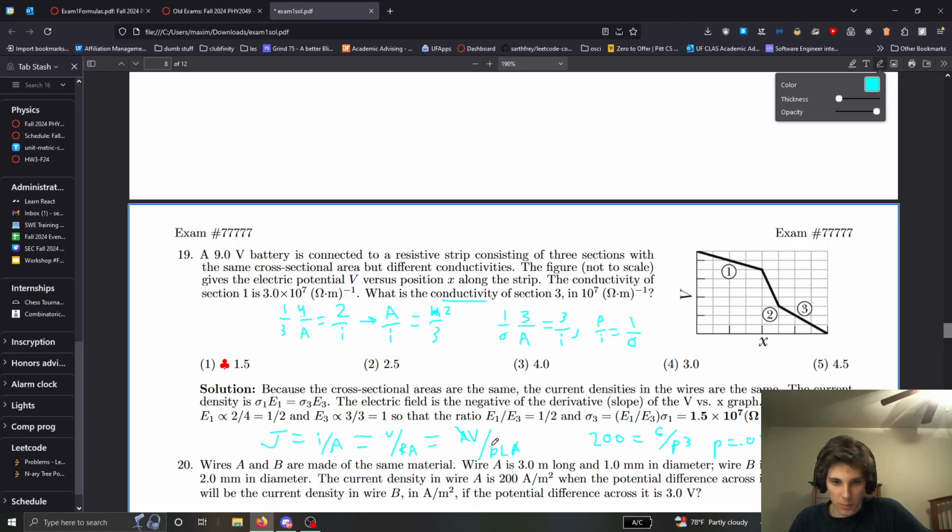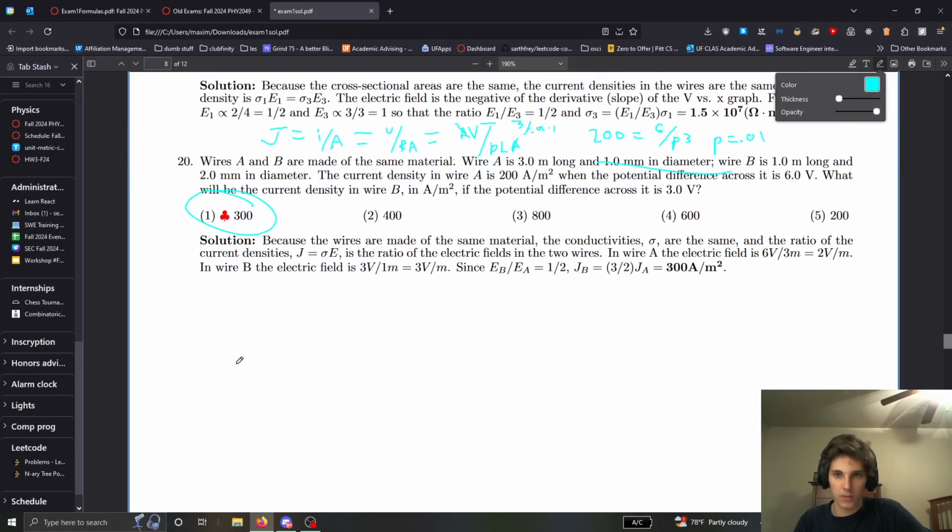And when we plug this in for the new ones, we plug in 3 volts, divided by 0.01, and also divided by wire B, which is 1 long instead of 2. And these are just complete red herrings here. You don't need them. So 3 divided by 0.01 gives you 300. We're done with this exam.